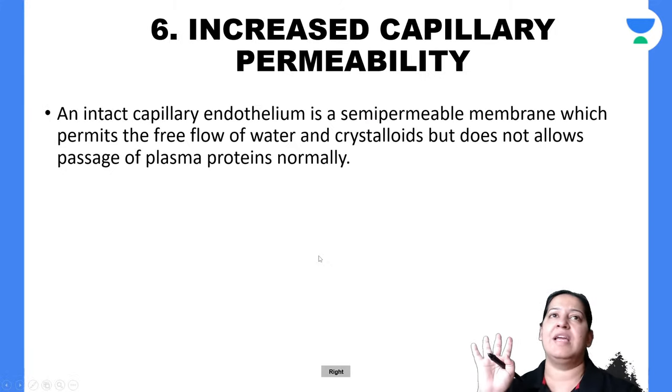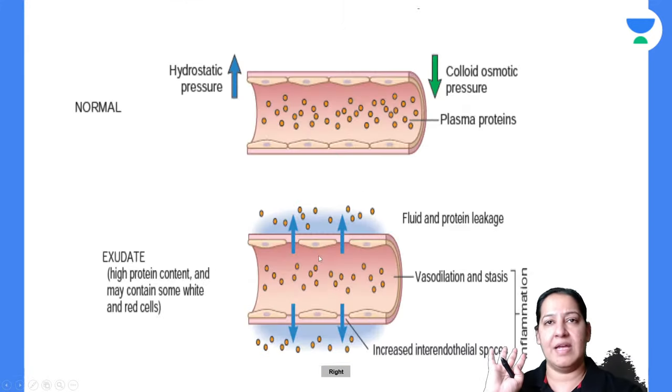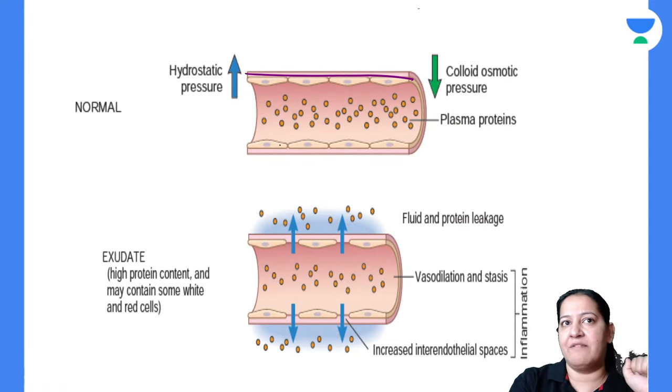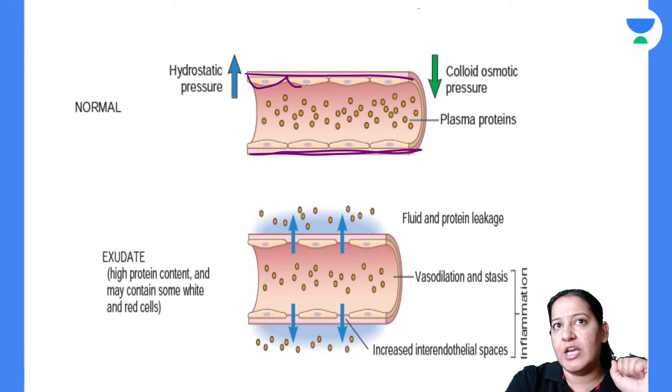The last reason for the edema is increased capillary permeability. Let me draw a blood vessel. Can you see a beautiful diagram? See the first blood vessel. This is the basement membrane and see the endothelial cells. They are continuous with each other.